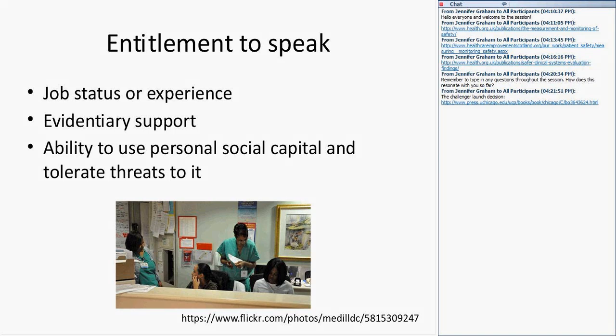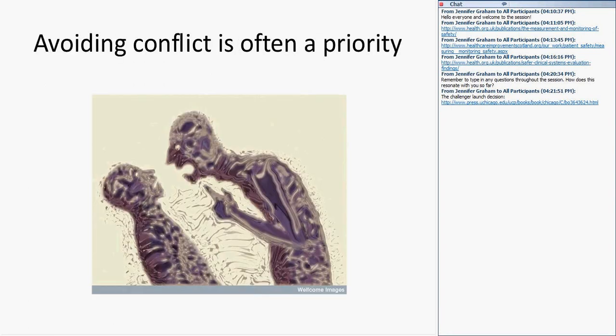And that's linked to problems of whether people in organizations feel entitled to speak when they have concerns. Some of the work we're doing on this at the moment suggests that it's linked to people's job status or experience, the extent to which they feel they do have evidentiary support when they raise an issue, their ability to use their personal social capital and tolerate threats to it, in other words, the extent to which they're prepared to put themselves at risk. These are all issues that those leading organizations need to be aware of.